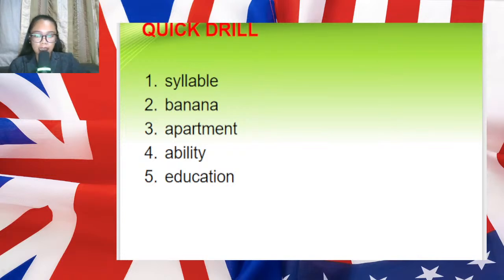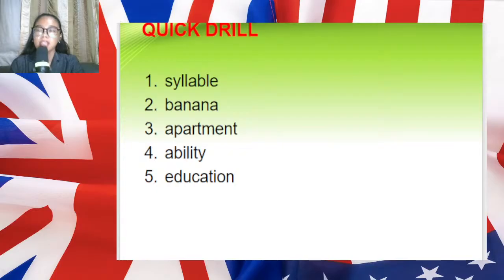All right. Very good. Fourth, ability. Again, ability. This is a little longer now. This has four syllables. Listen, ability. Again, ability. Where's the stressed part here? It's on the second syllable also. Same as with apartment, the stressed syllable in the word ability is bil, which is the second syllable. Okay? Ability.